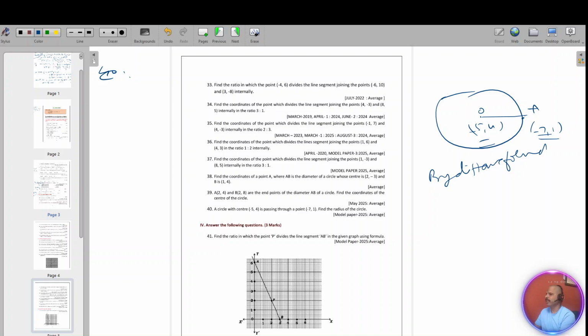For this one, if you apply the distance formula, it will become root 13 units. The 39th I'll solve after the 40th because I missed it. The 39th is the same as 38.